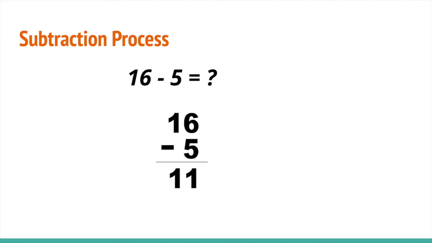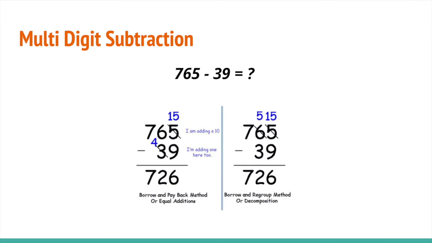We can write the numbers vertically and line them up. Then we subtract the numbers in each digit to obtain our difference. When working with multi-digit subtraction, sometimes we run into a problem where the number in the first place is not enough. So we have to borrow from the next digit, which is the tens digit.